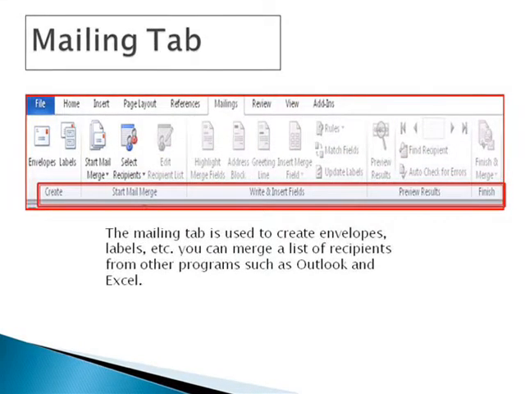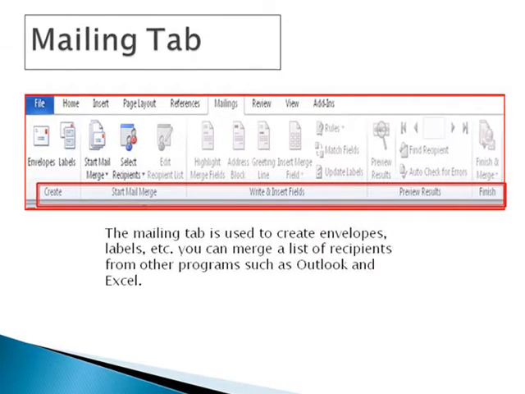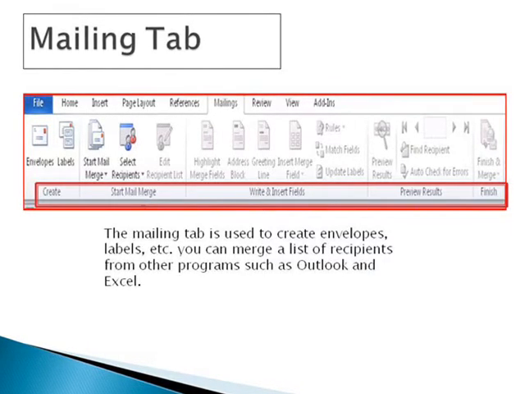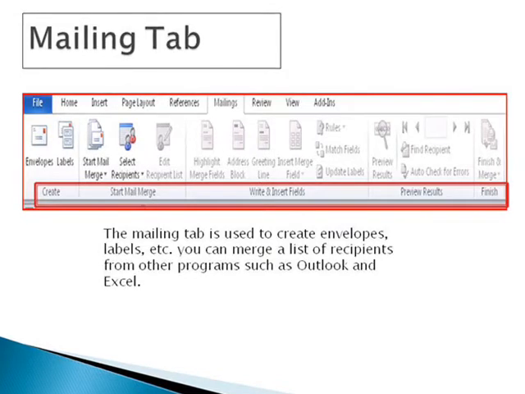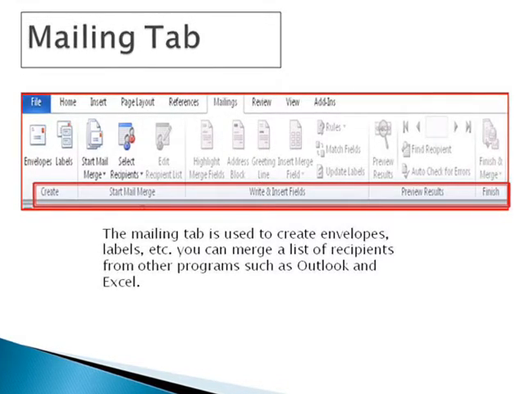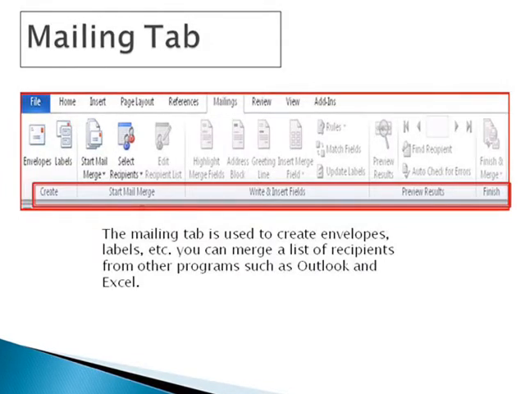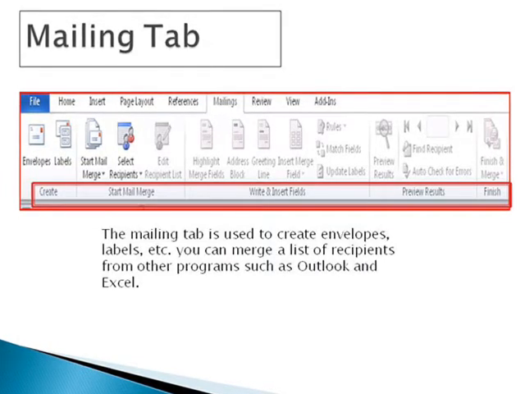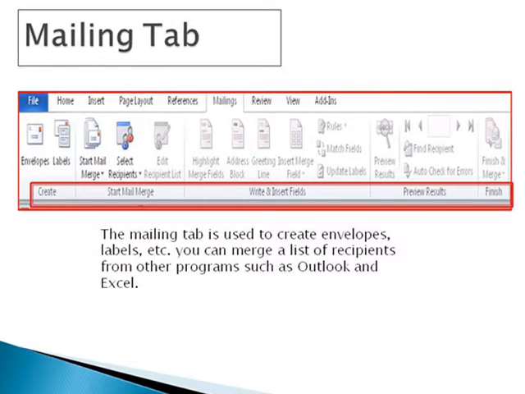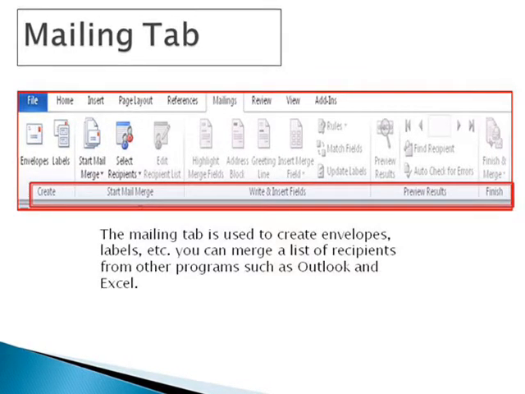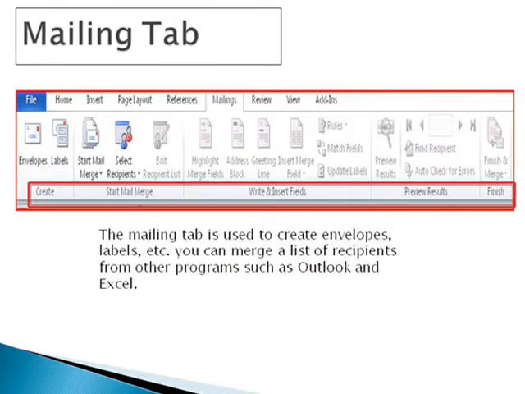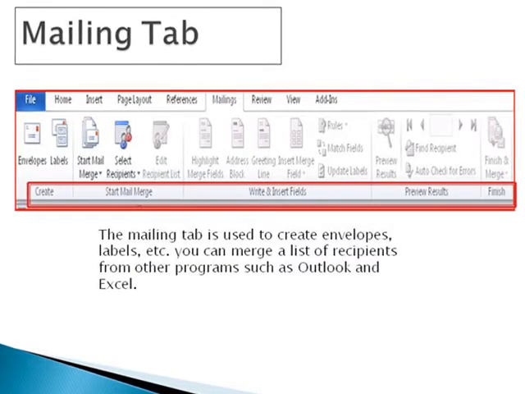Now, next we have our mailing tab. Your mailing tab is used to create envelopes as well as labels. Okay? Now, you can create these labels very simply by merging them with products that come from your Microsoft Outlook, or you can use Excel. Now, you can do your mail merge and actually extract that information into your Microsoft Word in order to create these envelopes or labels. You can also use letters.